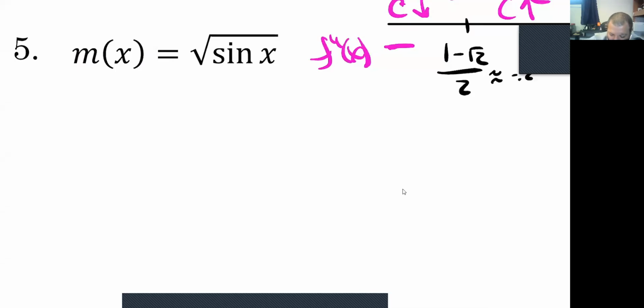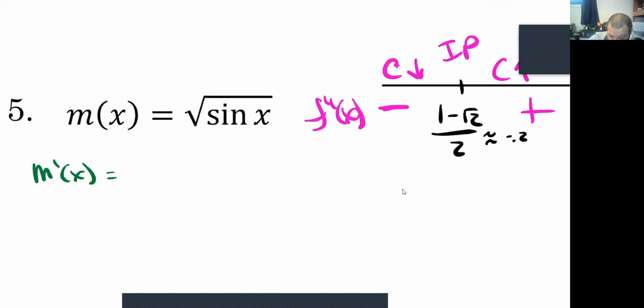All right, last one on page 1. So we would take this derivative. And so we have the square root, so the square root of u. Well, first off, sine of x would have to be greater than or equal to 0 in this question, right? So that's going to really limit the domain, right?